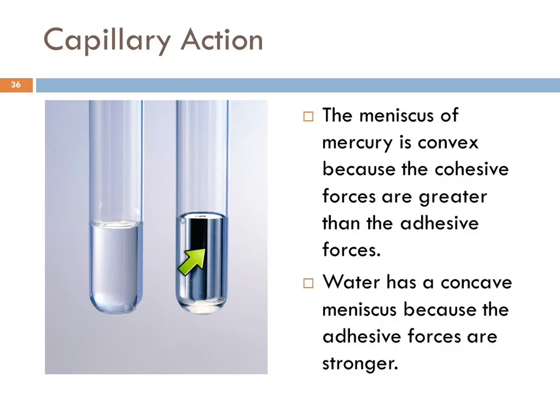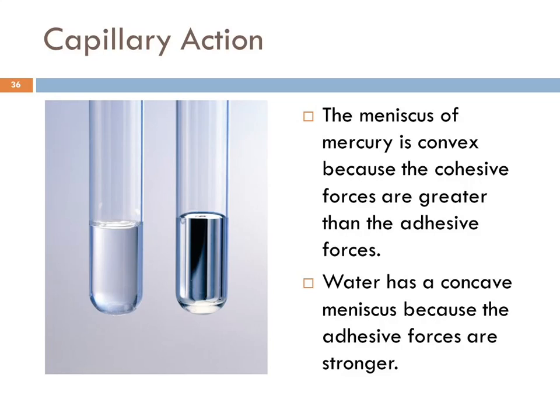In the mercury, the attractions between the mercury atoms are greater than the attraction of mercury for the glass. And so we see this opposite. It's trying to make a sphere at the top here. It's trying to decrease its surface area. And it's not wanting to associate with the glass.